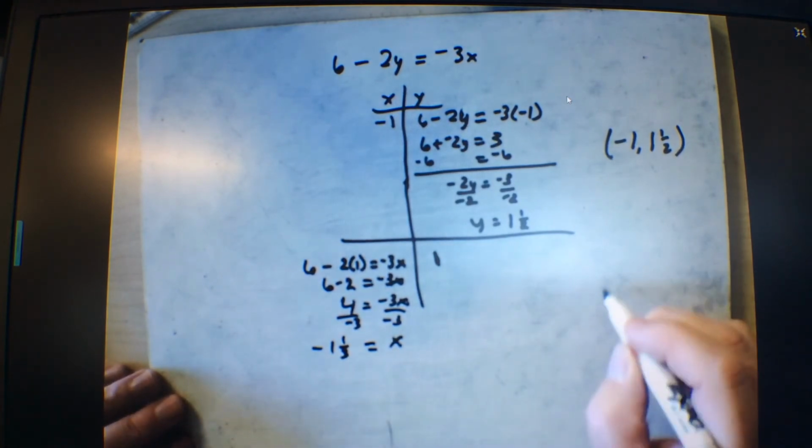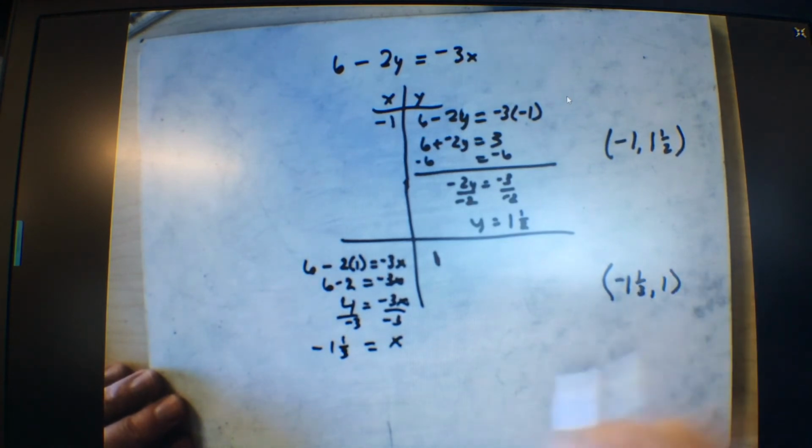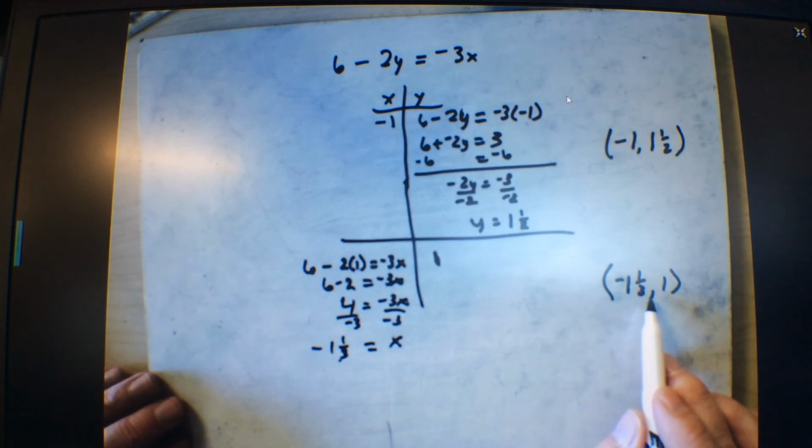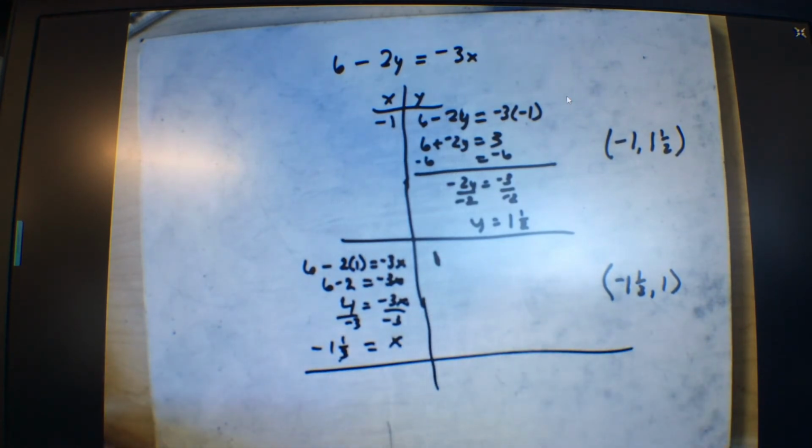And so I have the ordered pair. I'm going to put it over here. I have (-1 1/3, 1). Make sure we write it correctly. Notice I put the -1 1/3 first because it's x, right? All right. How many points do we need? 2. But can I show you something? I'm going to make 3 just for fun.